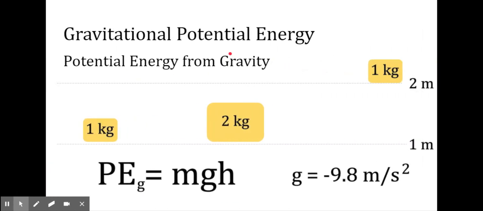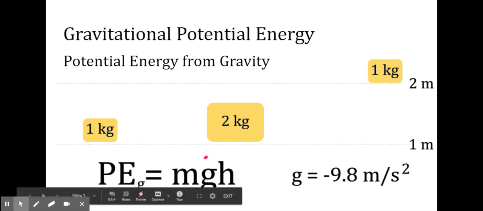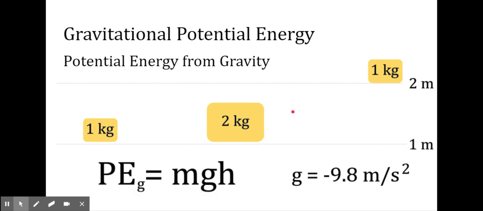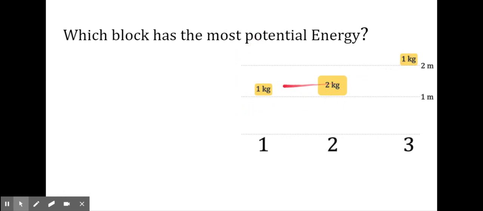To do some math, we got to have an equation. So we got potential energy from gravity equals mass times g for gravity, that negative 9.8 meters per second squared, times h for height. That's the height that we have lifted it up, or the height above the ground. So now that we know that, we can start applying it to our situation here.